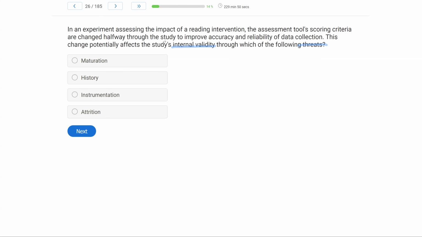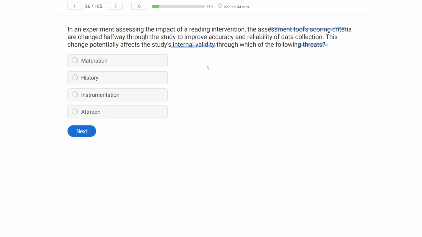In this case, what's changed, right? Because with threats, typically things are changing. So what's changed here, right? Well, the assessment scoring criteria has changed. So we're changing how we're collecting our data. Now, what threat does that match?